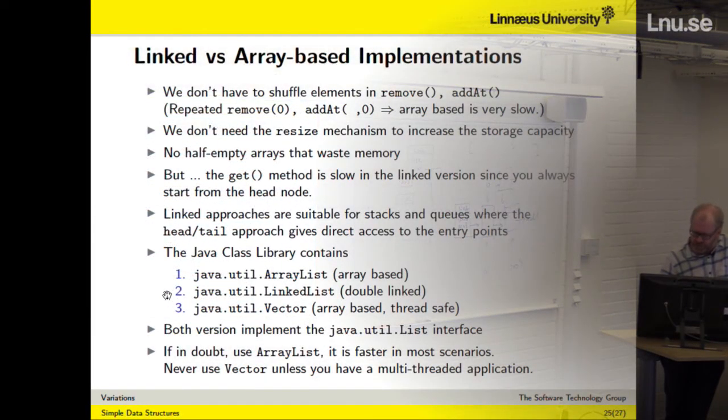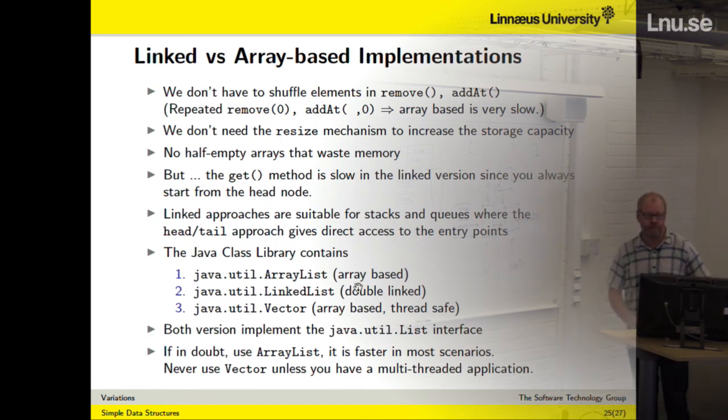In general, Java comes with three different classes that are implementing the list interface. They have the array list. It works basically as the one that I described earlier. They have the linked list. It works like this one. It's a double linked approach. And they also have one class called vector. It is array-based but thread-safe. What do they mean by thread-safe?